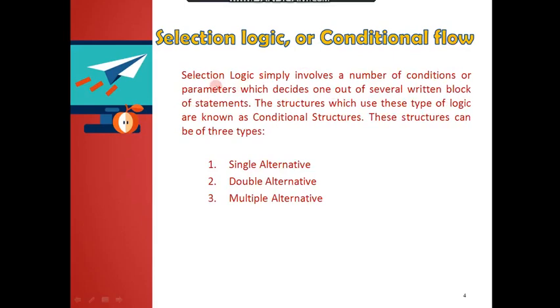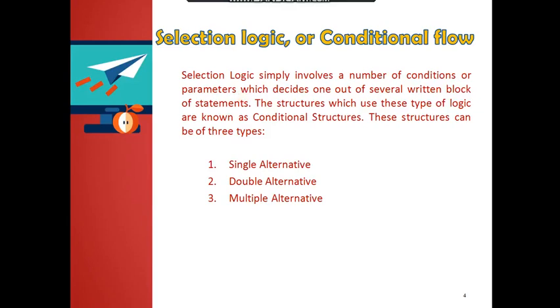Selection means according to the selection, according to the choice, it will move. It won't move of its own. It won't move from the top till bottom sequentially. It will move according to the logic, according to the selection. So selection logic simply involves a number of conditions or parameters. So according to the data provided to the program, it will move.